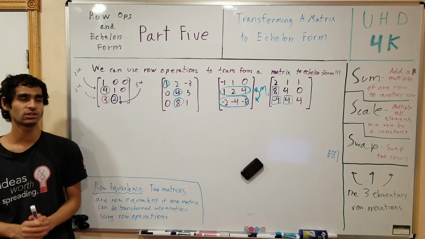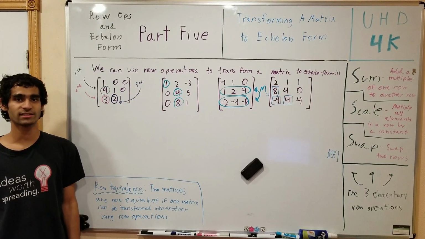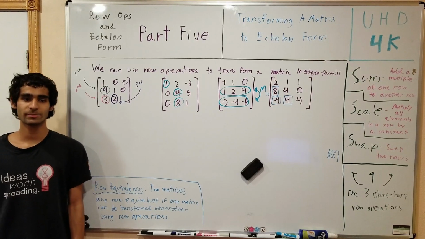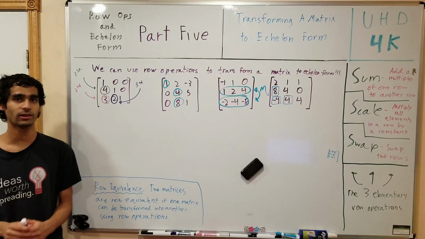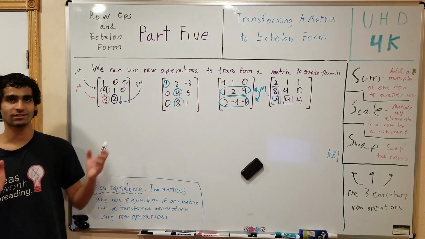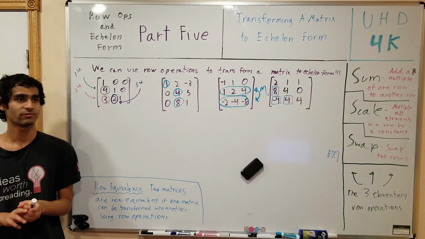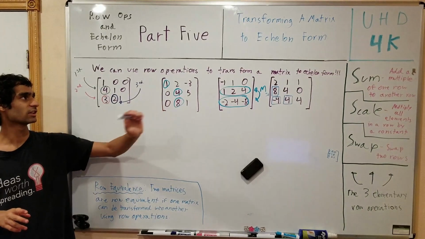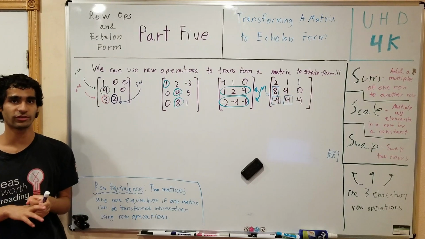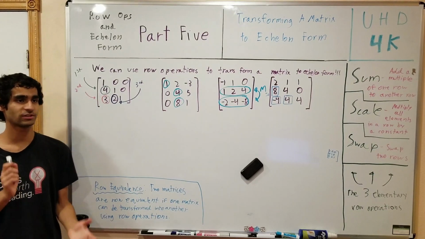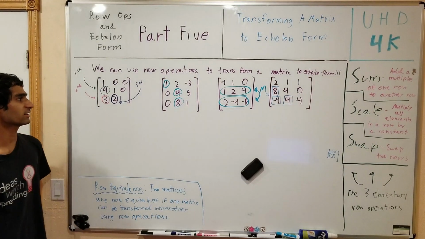Today we're going to be using the three elementary row operations we learned last video to transform a matrix into echelon form. Now you may have wondered, what's the point of all these row operations? What are we going to use them for? Converting a matrix to echelon form is one of them, and in future videos we're definitely going to be using this idea of transforming a matrix to echelon form to solve a lot of practical problems. So without further ado, let's get started.